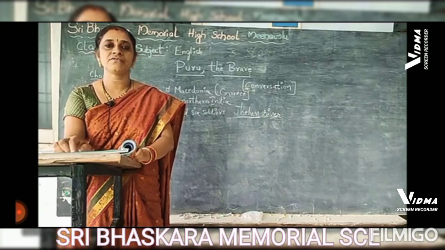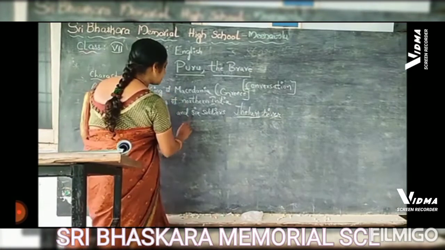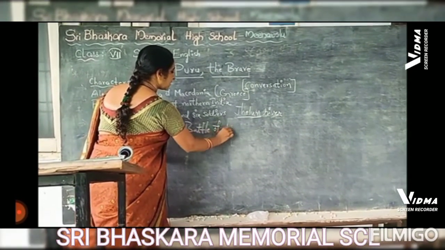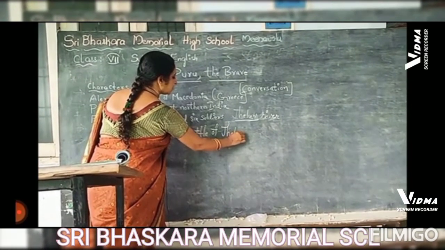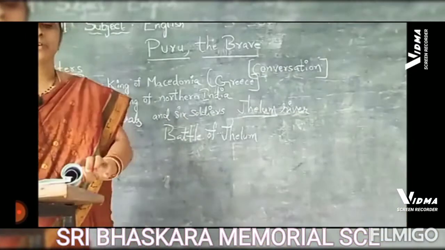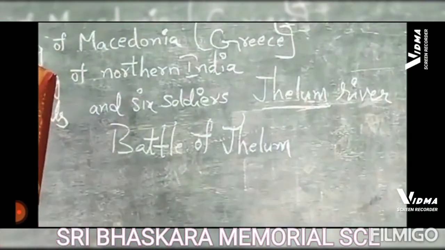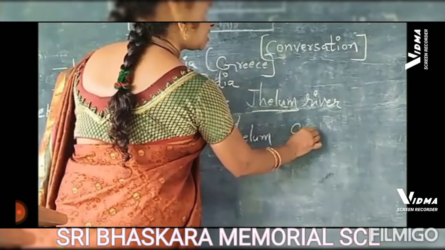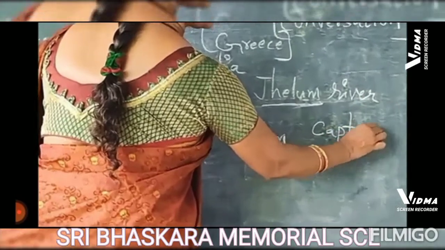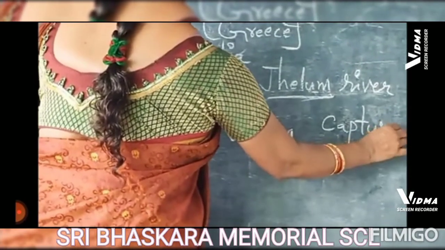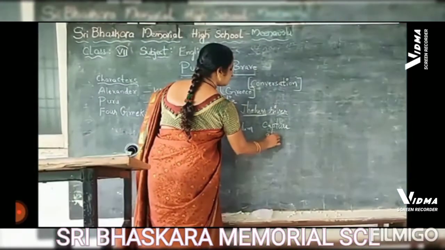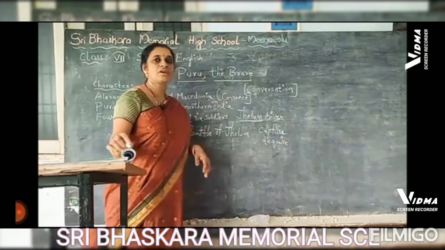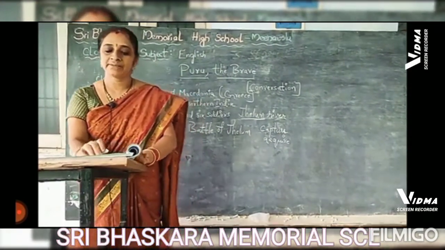It will go down in the history of our country. What battle is it? The name of the battle is the Battle of Jhelum. Alexander, the king of Macedonia, wanted to capture our country also. He captured so many countries. Capture means attack, acquire. By doing war, he wanted to capture our country.